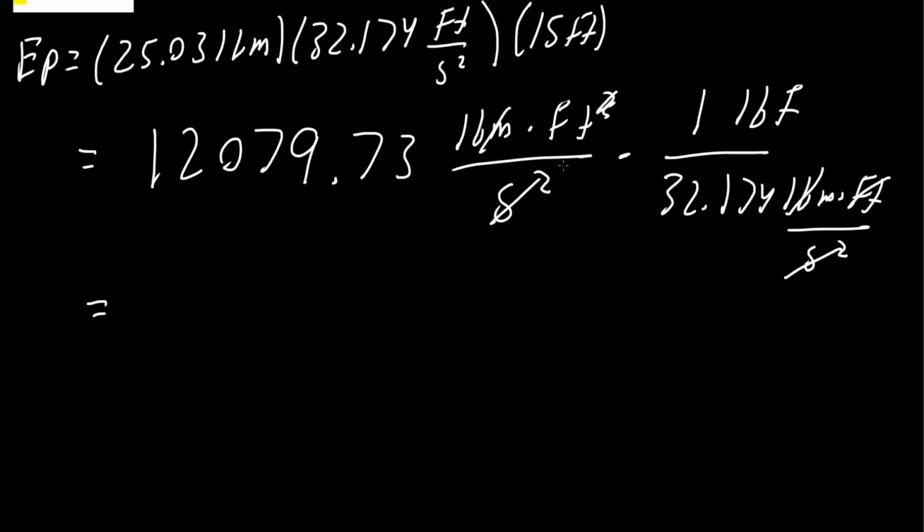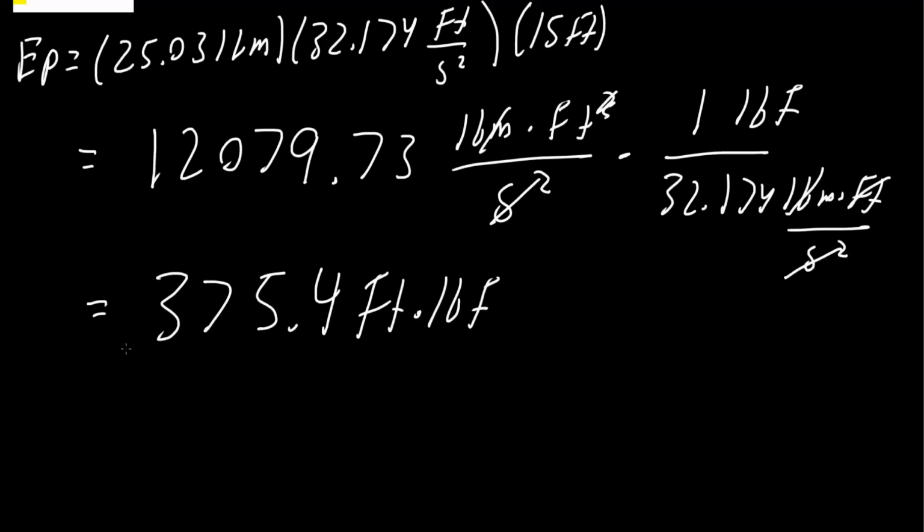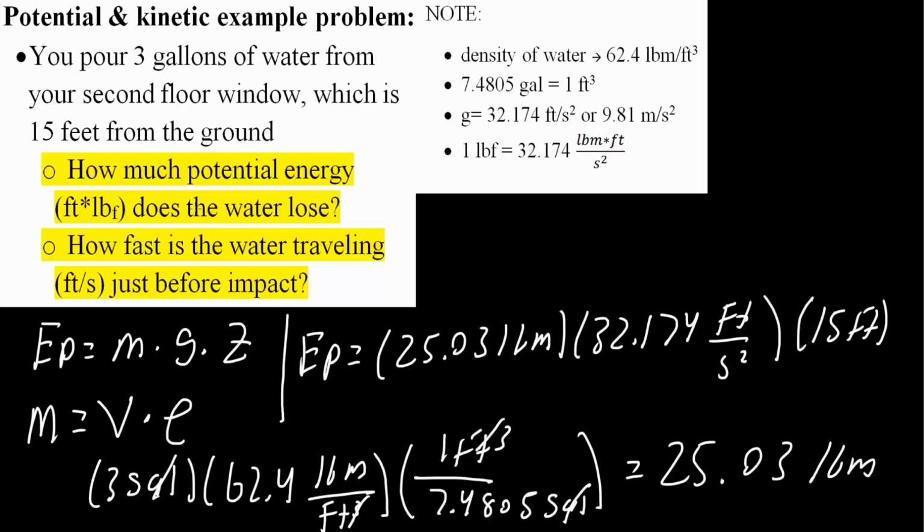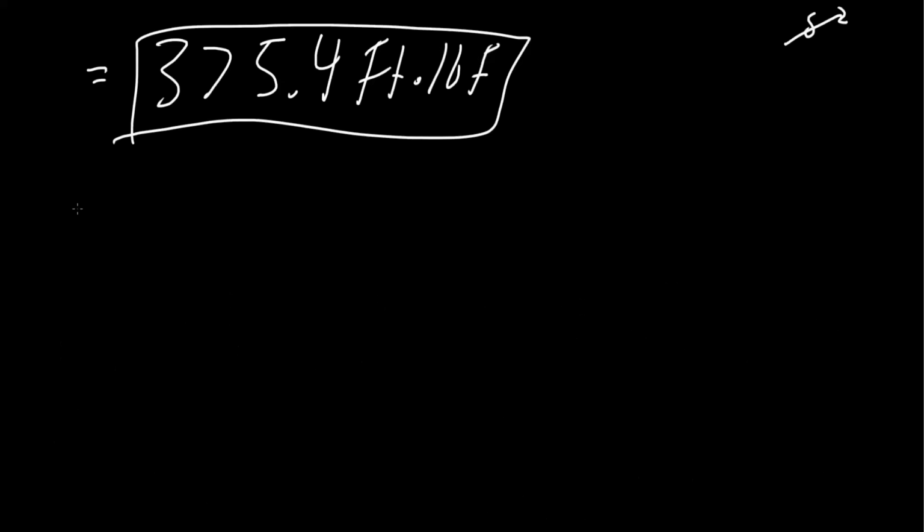Now in doing this calculation, we would get 375.4 feet times pound force. Now this is the answer to our first problem. And now we'll do the second one. How fast is the water traveling just before impact? So just before impact, the water hits the ground. Essentially, all the potential energy had been converted to kinetic energy.